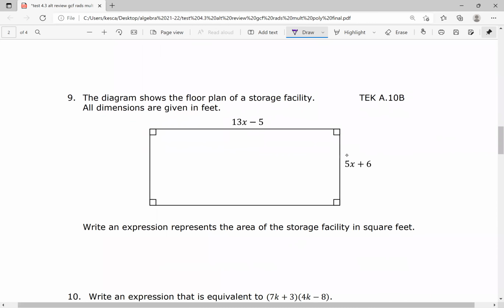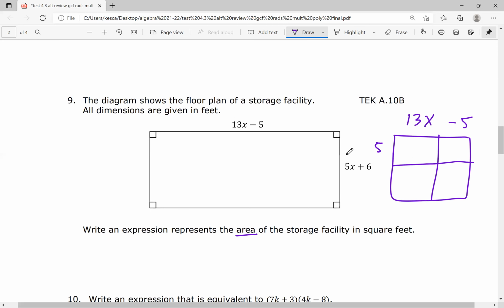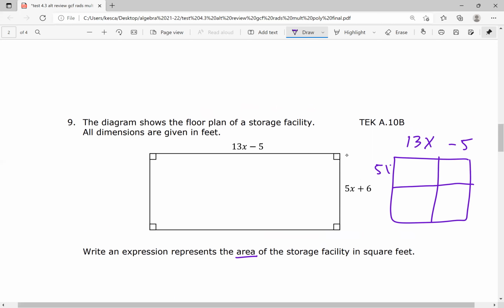Okay, number 9, they're asking for the area, right? What's the area? So length times width, you're just doing box method. 13x minus 5 times 5x plus 6. Okay, you're doing the box method and you can get the answer from there.